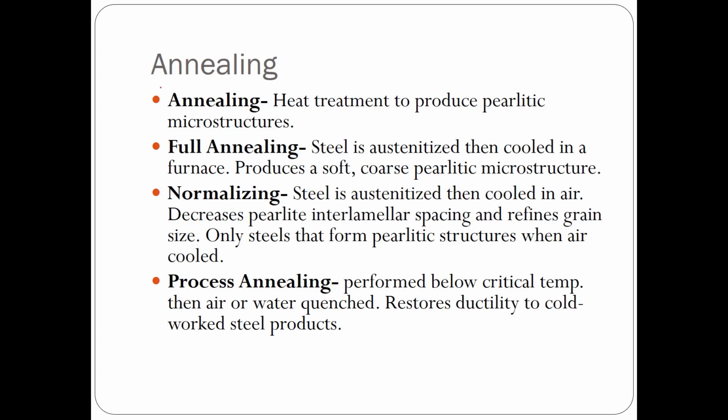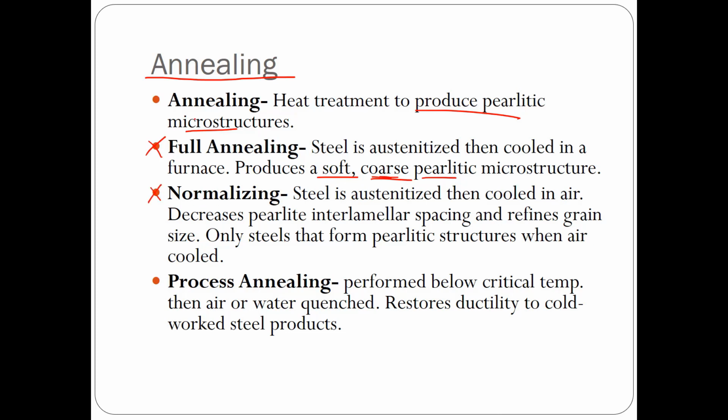Annealing. Annealing is a whole group of processes. So annealing, as far as steels go, produces pearlitic microstructures. That's what annealing as the term means. Full annealing is what people think of when you say annealing, but that's taking a hardened steel, austenizing it, cooling it in the oven to produce a soft, coarse pearlitic microstructure. And coarse means large grain size.